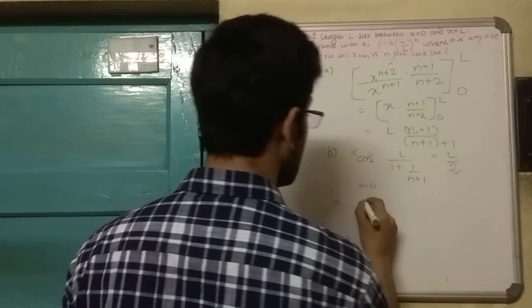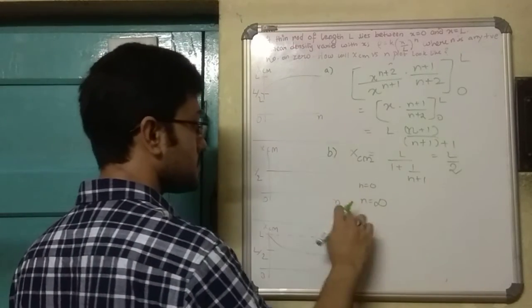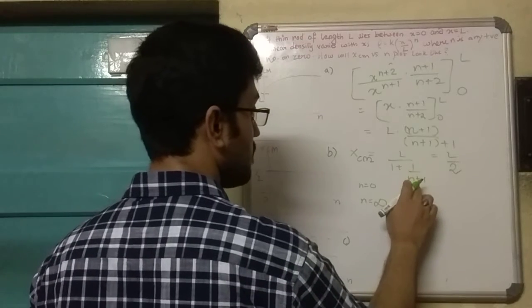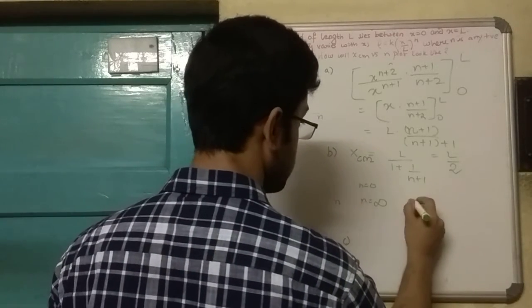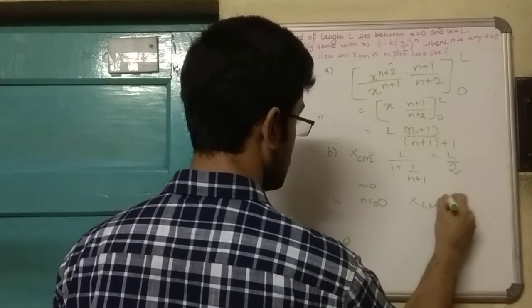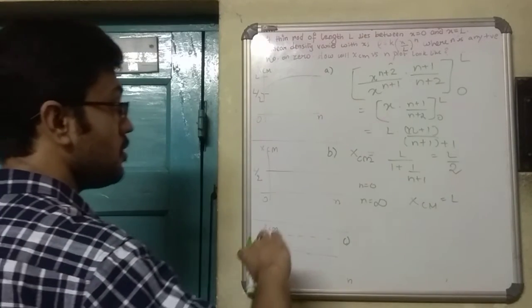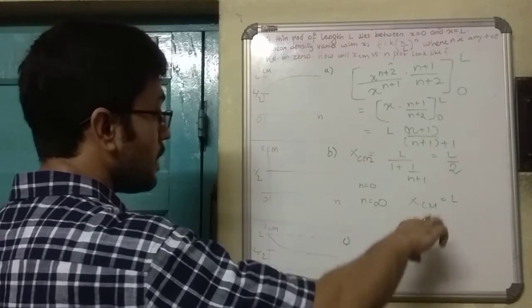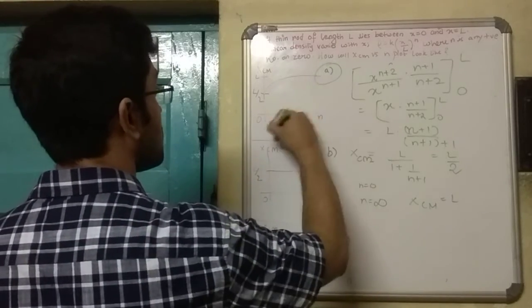And what happens when n is equal to infinity? When n tends to infinity, 1 divided by infinity means it is tending towards 0. In that case, it will be L. So that means basically from L by 2, it will increase to L as n tends to infinity. So that is the first curve, option A.